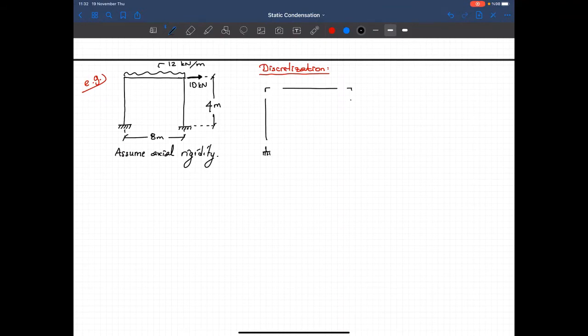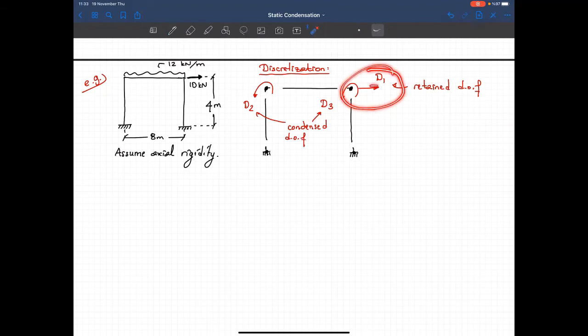That's the discrete structure. These are the nodes. Now, what I want to calculate is the resistance of this structure to translation in the horizontal direction. So I will call that D1. That's the retained degree of freedom. But in addition to that, I have a rotational degree of freedom here, D2, and a rotational degree of freedom here, D3, okay? So these 2 degrees of freedom will be the condensed degrees of freedom. So that's why I first number this and then number the remaining degrees of freedom.